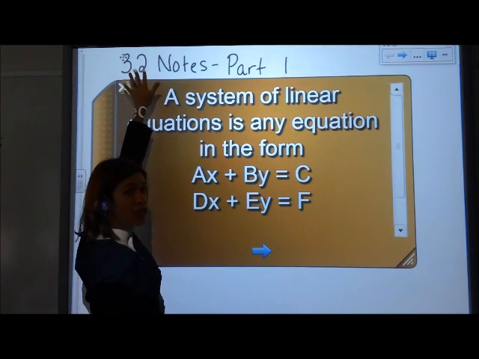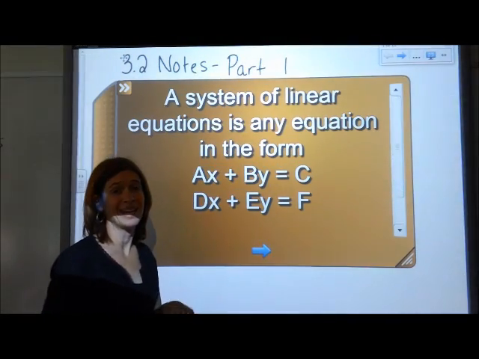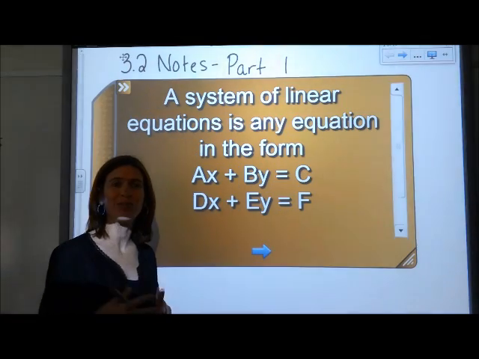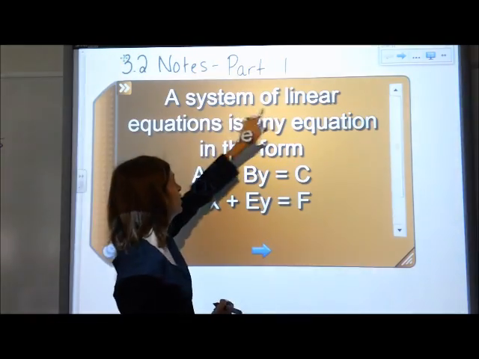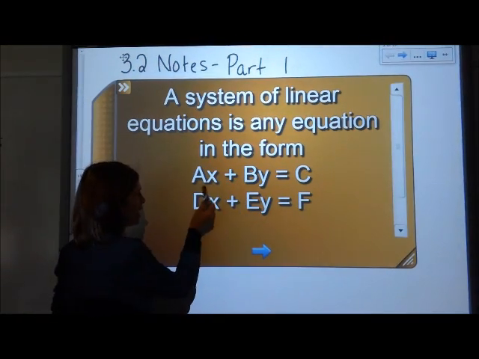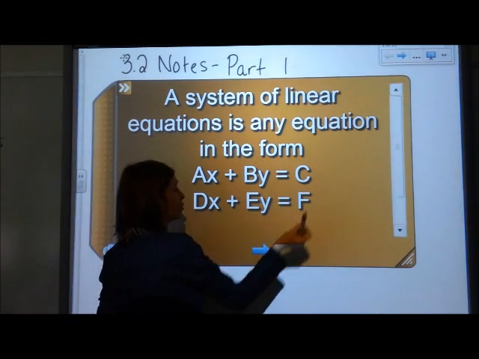On the top, this is section 3.2, part 1, and also go ahead and put the date up there as well. We are still working with linear systems of equations like we were yesterday, okay? And to remind you, a system of linear equations is any equation in the form ax plus by equals c, or dx plus ey equals f.